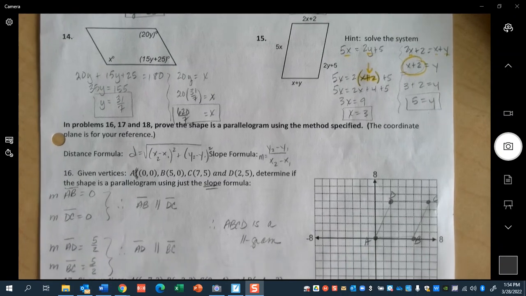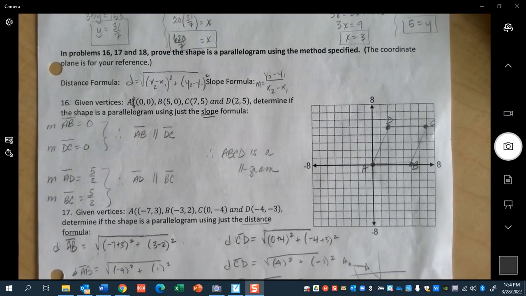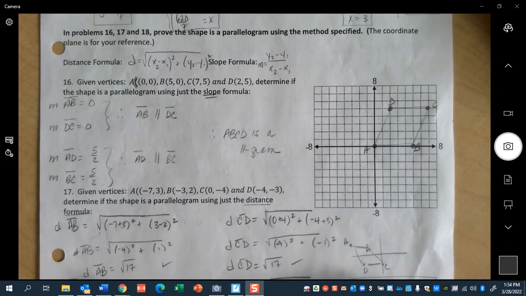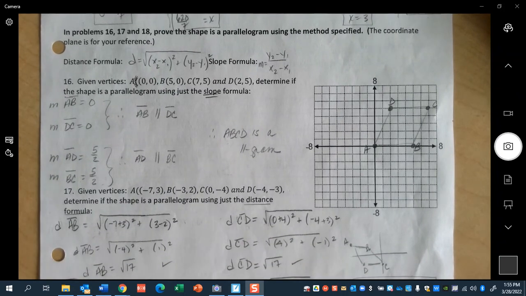All right, in 16, 17, and 18, we asked you to use a specific method. So if I'm using just the slope formula, I'm going to find the slopes of opposite sides as if they're parallel. Therefore, ABCD is a parallelogram. This is a proof. Given these vertices, I can do my slope, either my calculations or put it on the coordinate plane, and then I can say that they're parallel, therefore it's a parallelogram.